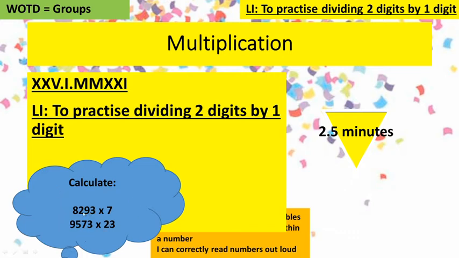8,293 times 7 is the first question. 9,573 times 23 is the second question. So the first one is a short multiplication. Second one is the long multiplication, where you're going to have to remember your placeholder when you move into multiplying by the tens. So just pause the video and have a go at that question now.